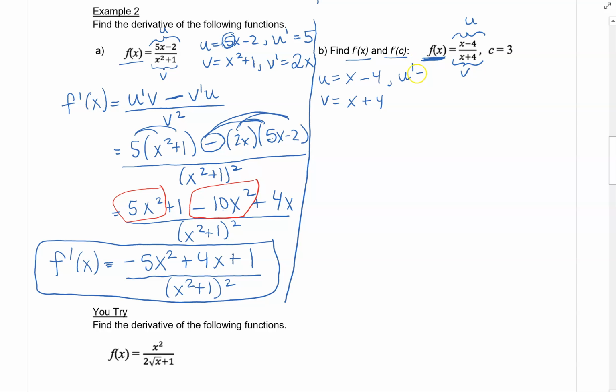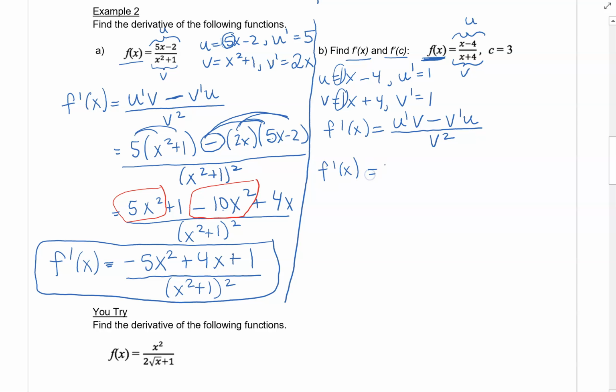So then u prime would just be 1, just the slope of that line, and then v prime would also be 1 because both of these are linear functions with slopes of 1. So then f prime of x would be, let's say it out, u prime v minus v prime u all over v squared. Derivative of the top times the bottom minus derivative of the bottom times the top all over the bottom squared. Okay, so now let's fill that all in.